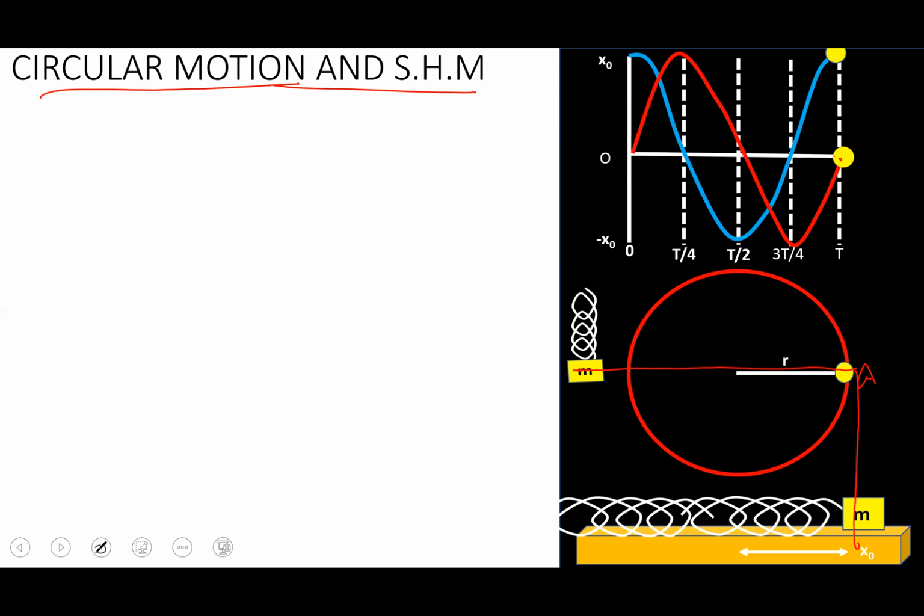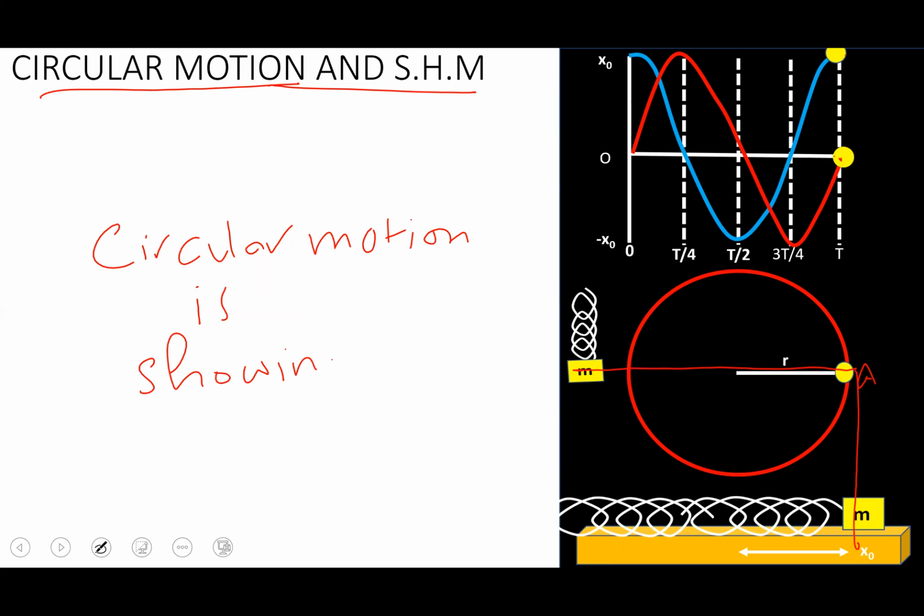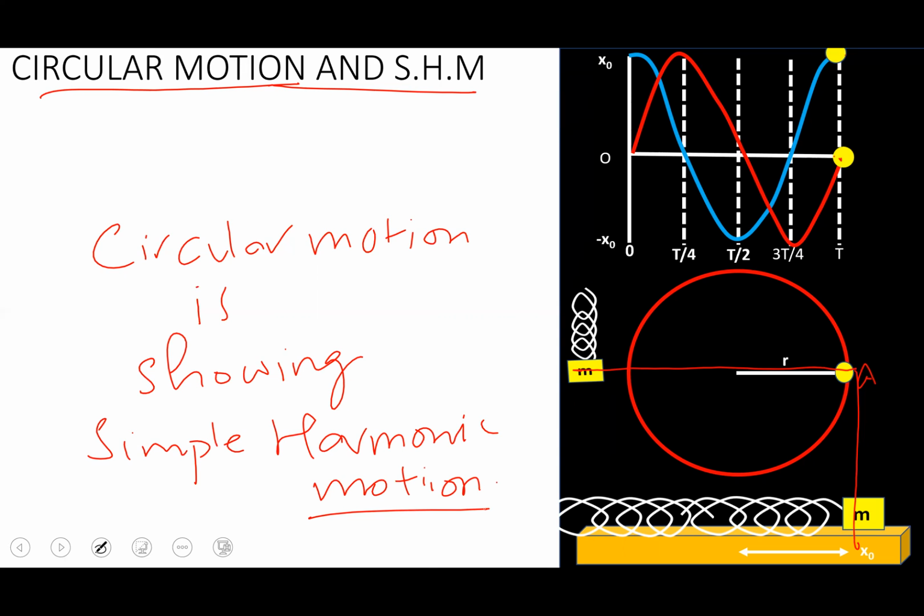That means circular motion is showing simple harmonic motion. And this is what we have found out today, that even if we take the horizontal part, even if we take the vertical part, we can show that circular motion will show a simple harmonic motion.